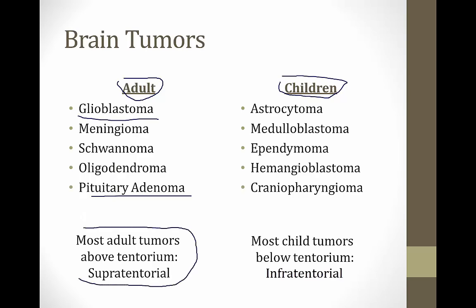They're called supratentorial. In children, the most common tumor is the astrocytoma, followed by the medulloblastoma, the ependymoma, the hemangioblastoma, and finally the craniopharyngioma. And most tumors in children occur below the tentorium. They're called infratentorial. Most of them are actually in the posterior fossa near the cerebellum.